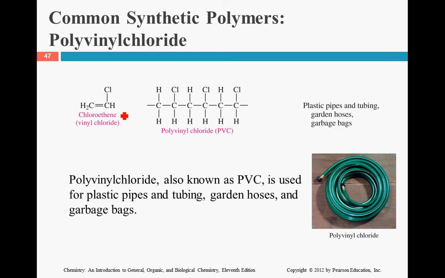PVC, you've no doubt are familiar with if you've been to Menards and places like that. Used for plastic pipes, tubing, garbage bags, so on and so forth. It's actually a fairly strong plastic. So if we're looking at this one, vinyl chloride or chloroethene. Well, ethene, there's two carbons double bonded. And chloro, there's a chlorine coming off of it. Vinyl chloride is actually the more common name for it.